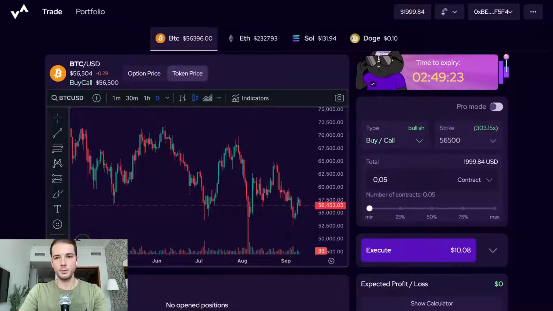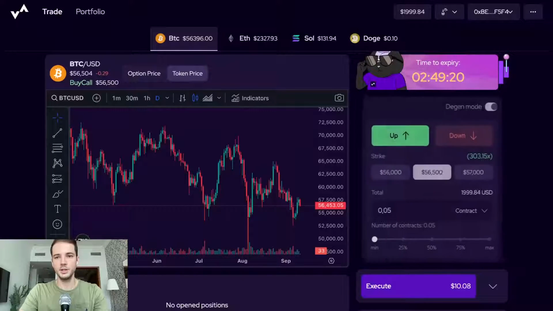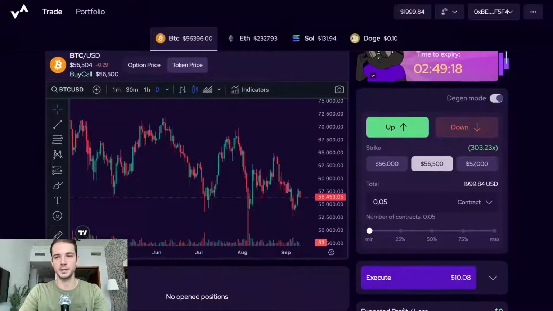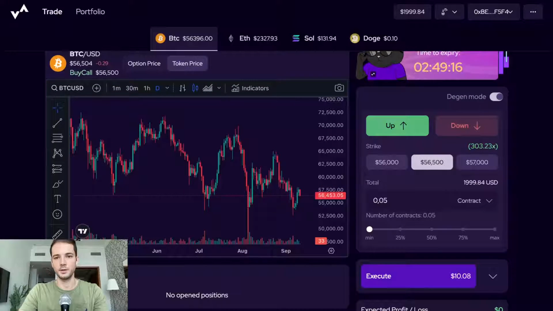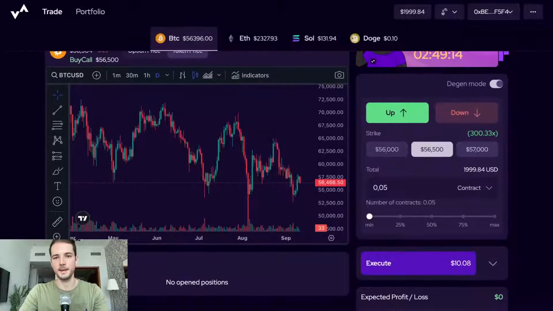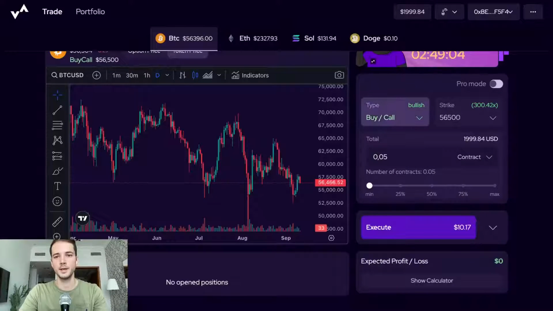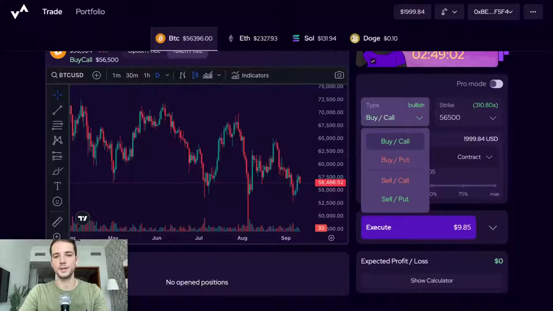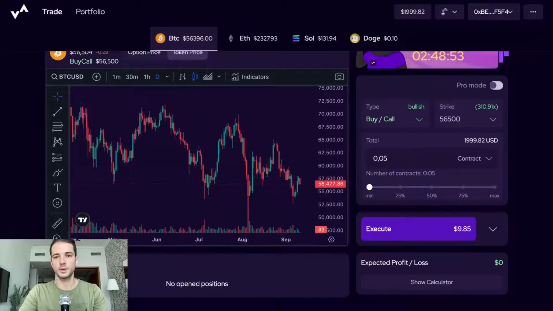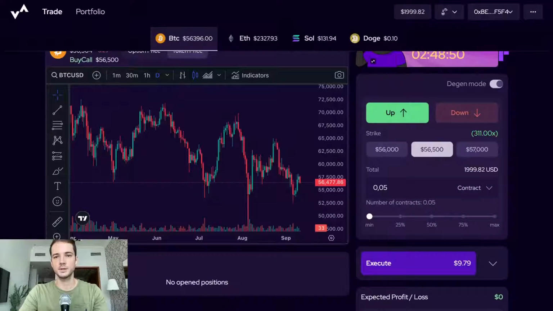And then you have two different modes. You have the Pro mode and you have the Degen mode. One of the modes simply shows that you can trade on rising prices and falling prices. And in the Pro mode, you will be able to see the different types of options. You can either buy a call option or buy a put option, sell a call option, or sell a put option. To keep it simple, let's go to this mode here.